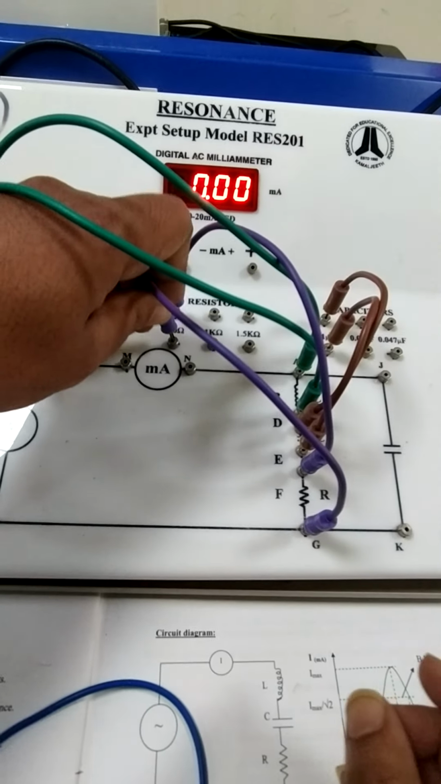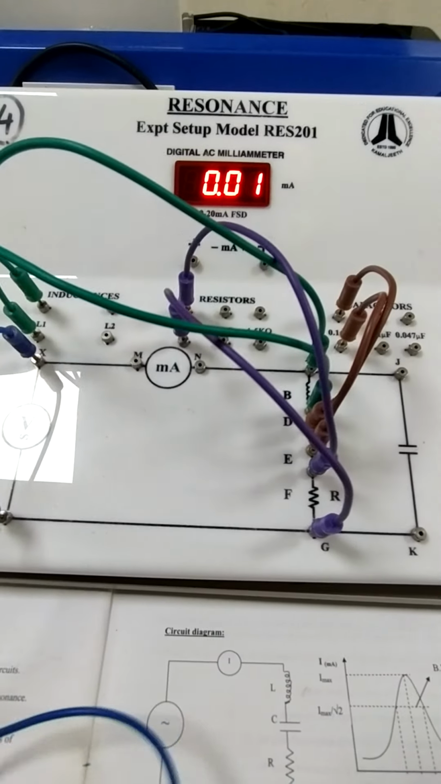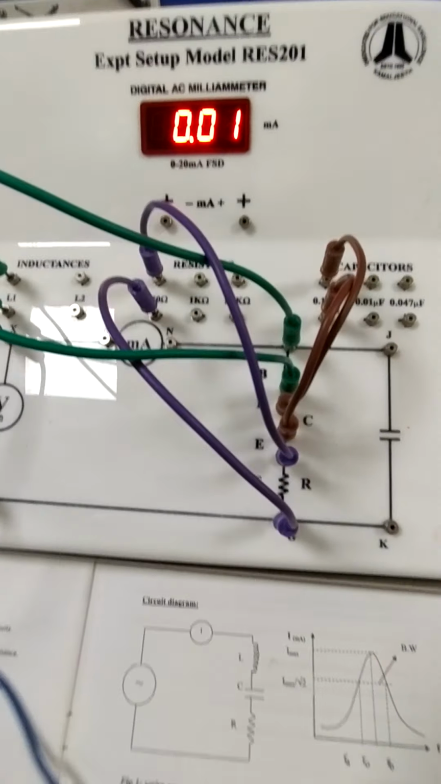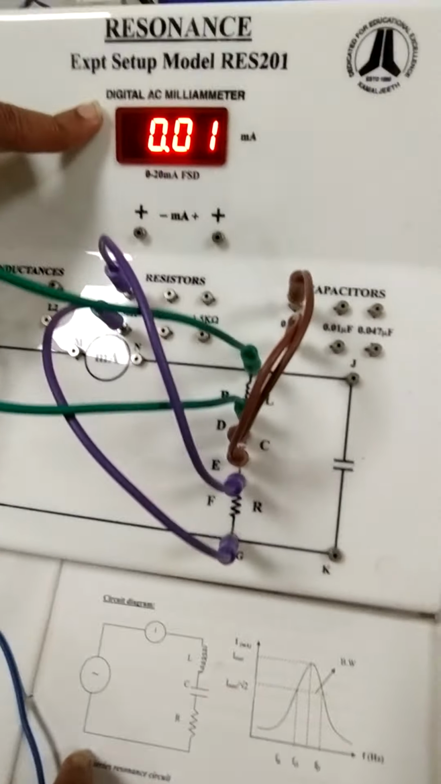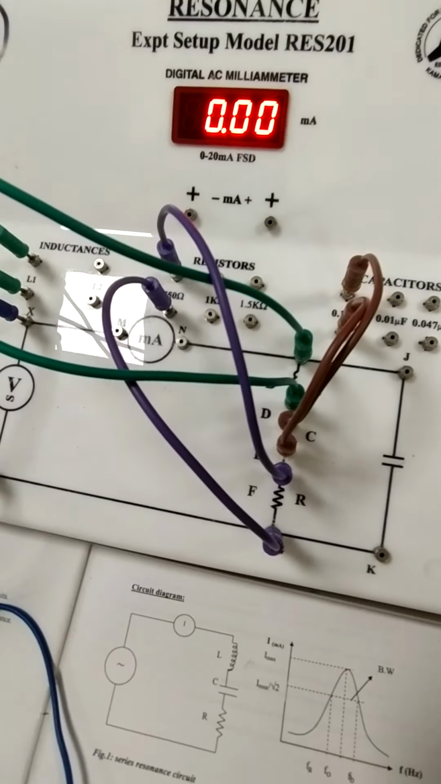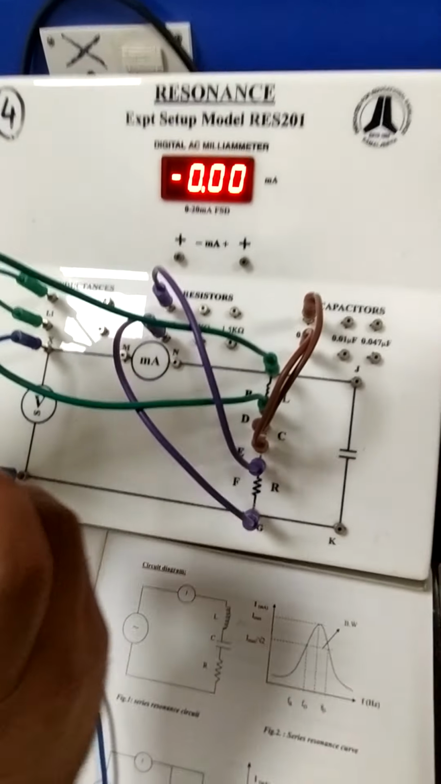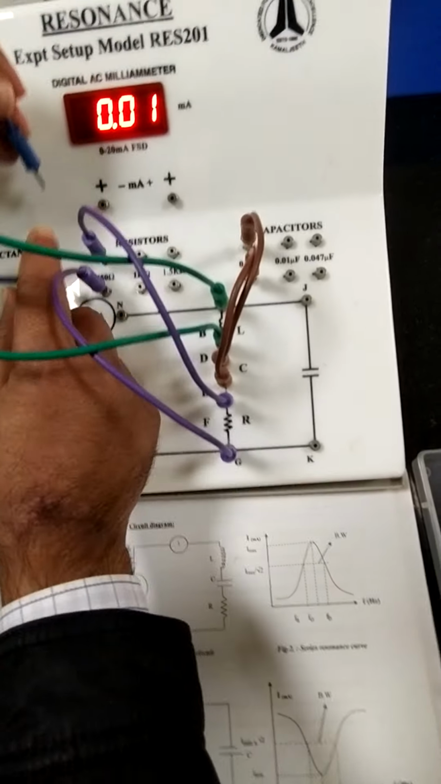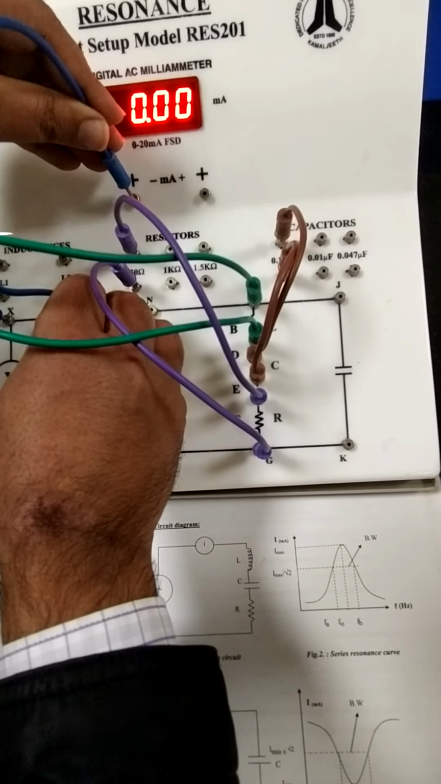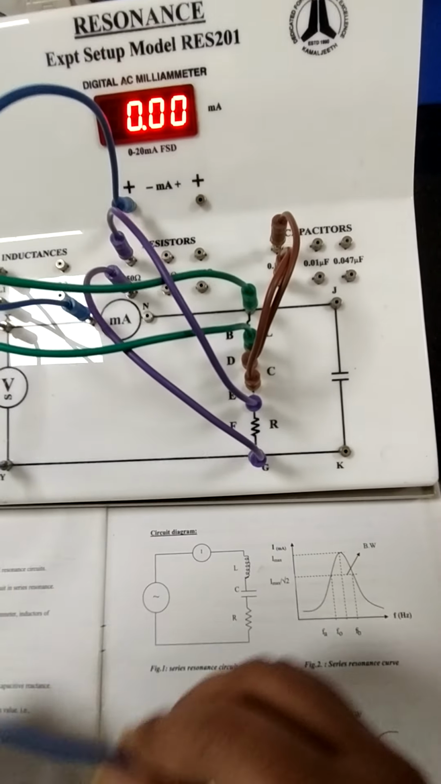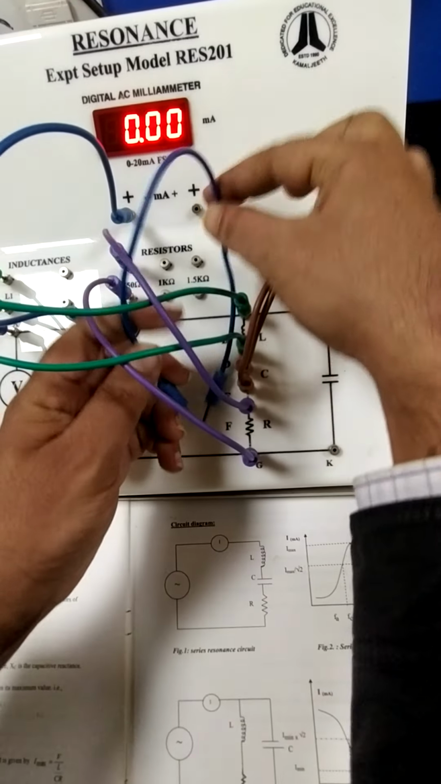In series. Now I have to measure current, so we use an ammeter to measure the current. I will make a connection for the ammeter so that we can read the values.